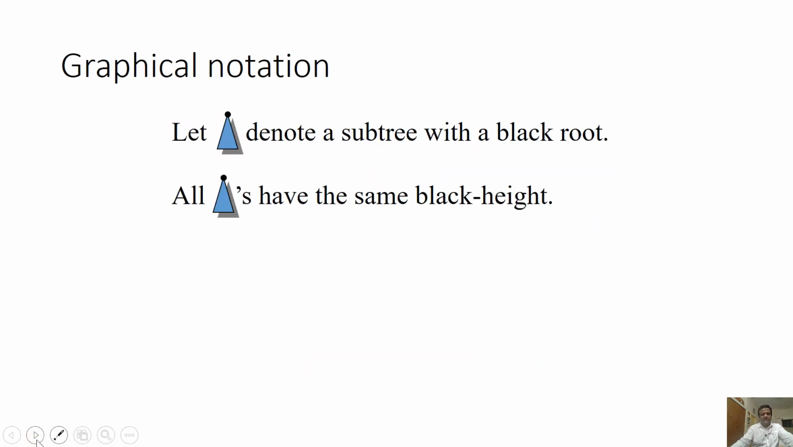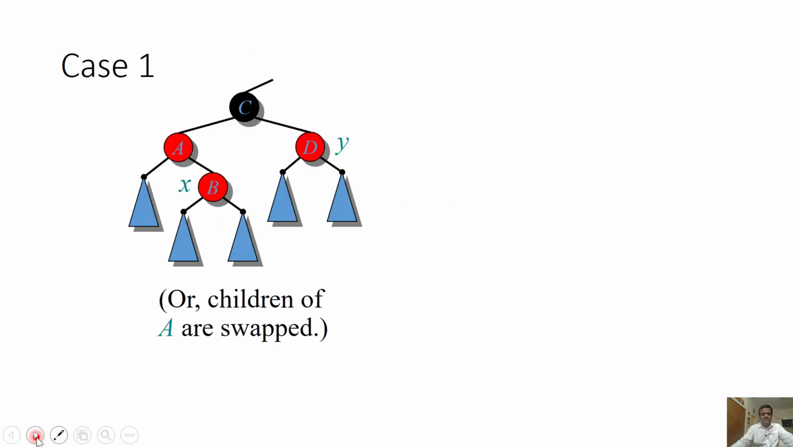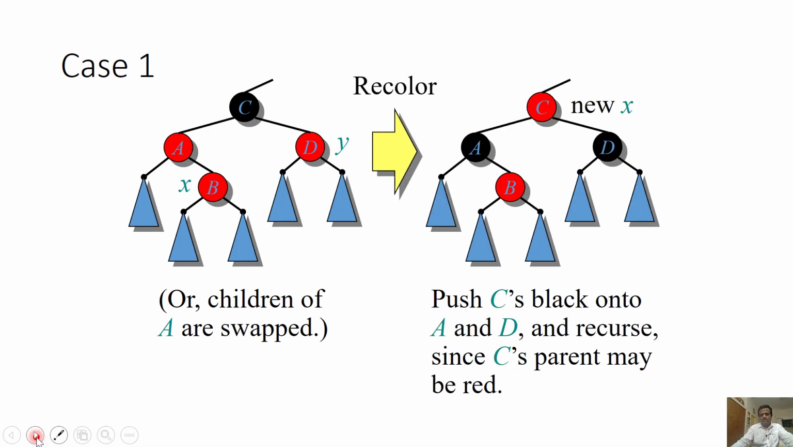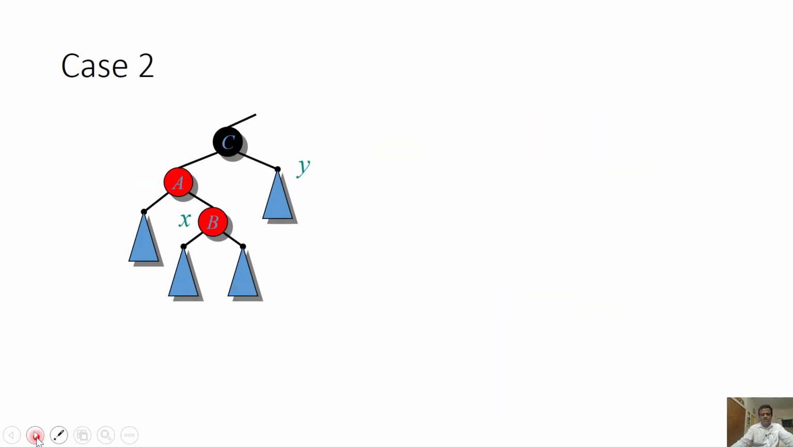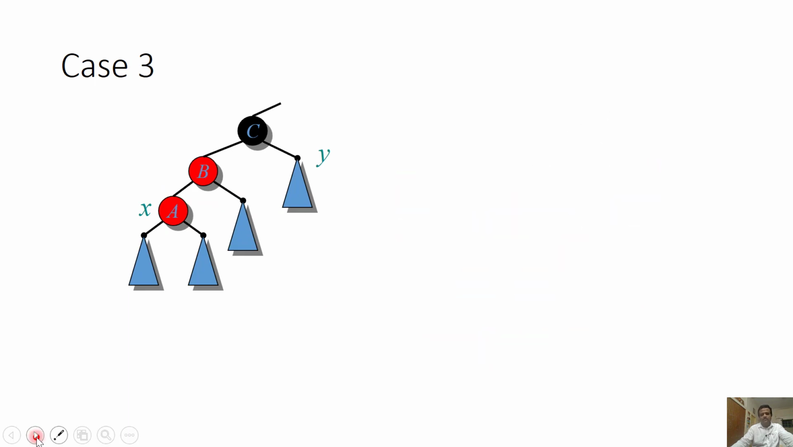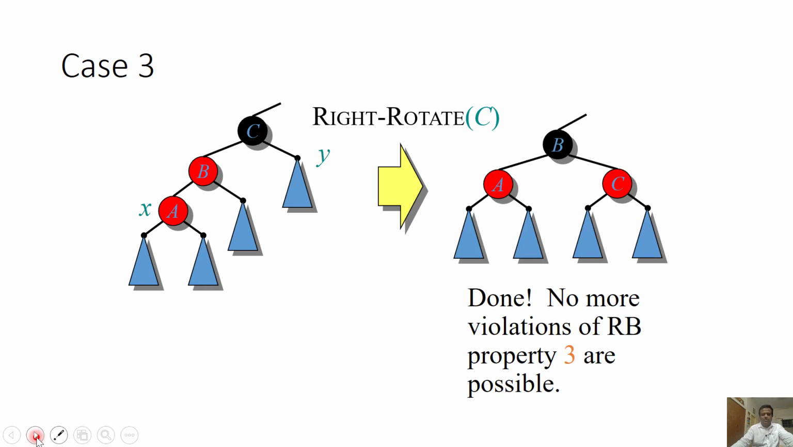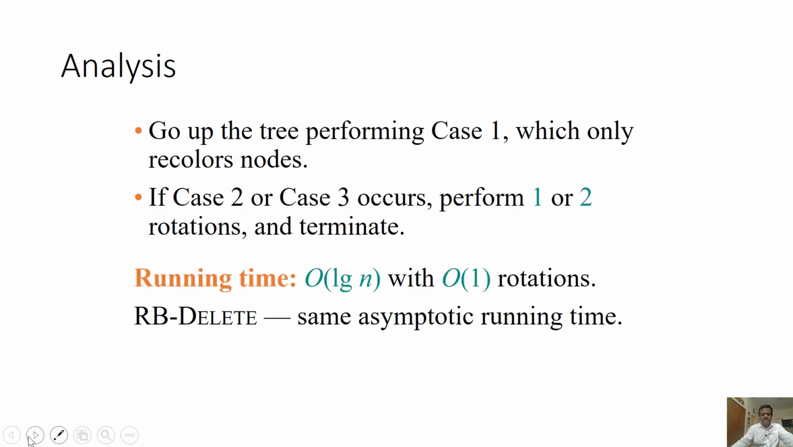So, this is the graphical notation of this, we are just skipping this. Okay. So, this is case 2 and if we have to do case 2, we are going back to case 3. So, yeah, this is the analysis.